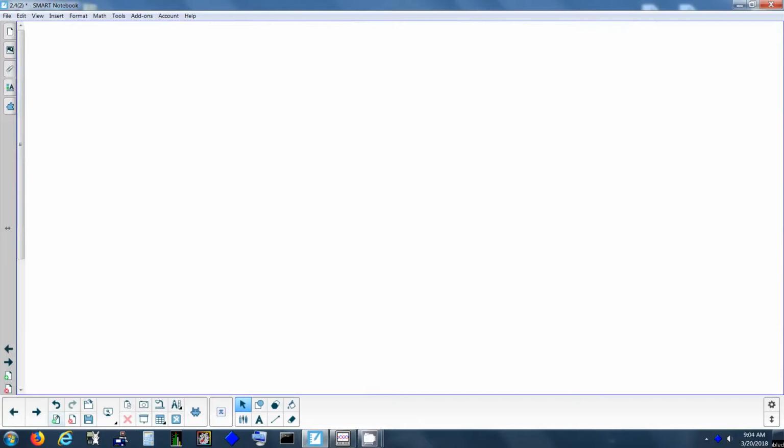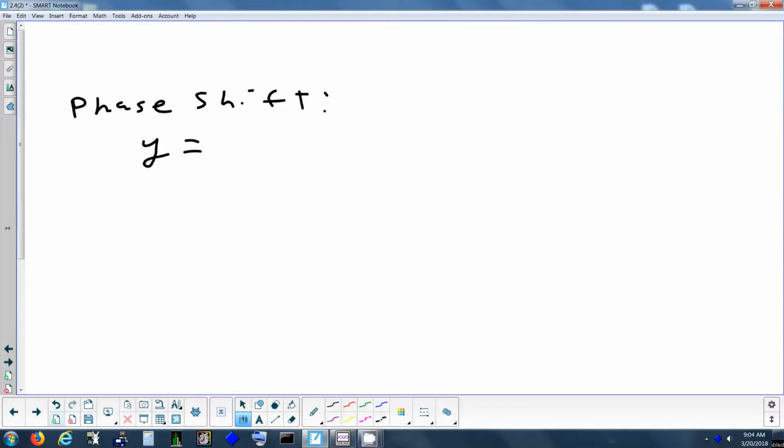So phase shift, just to summarize what that one looks like, it's y equals sine or cosine, doesn't matter, either trig function of x plus or minus a number. That's what a phase shift looks like. So it's x plus or minus a number. The amplitude change.